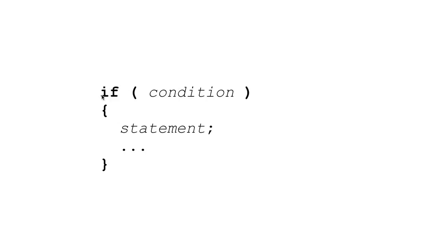And we read it like this. When this if statement executes, it will say that if this condition is true, then we will execute these statements. If that condition is not true, we just don't do anything. So these statements are run only when that condition is true. So this condition has to be something that is either true or false.